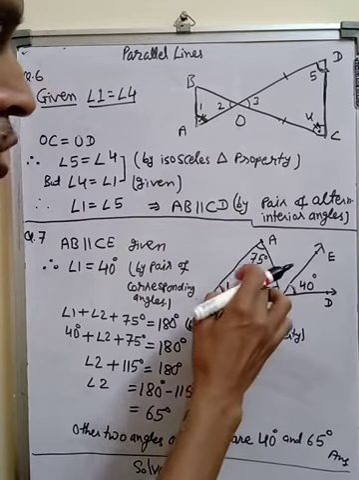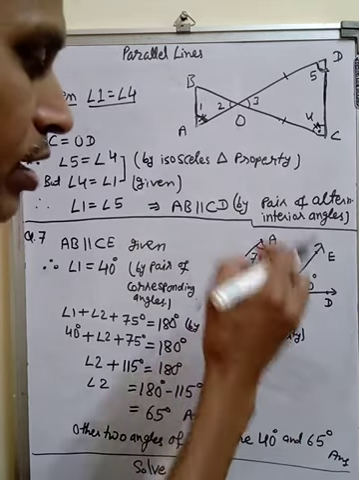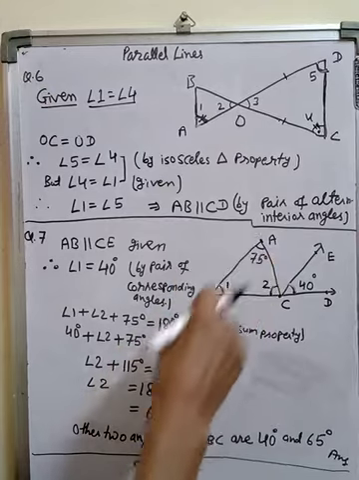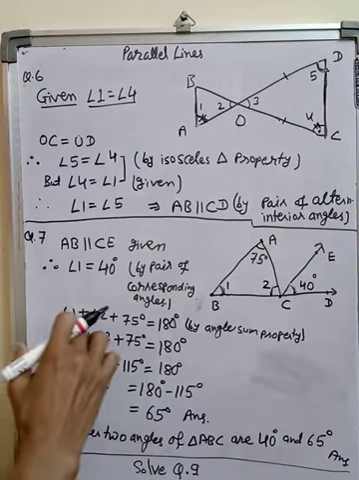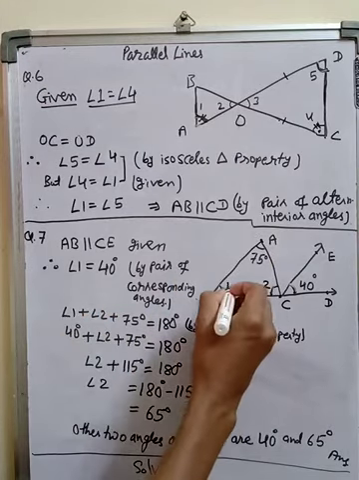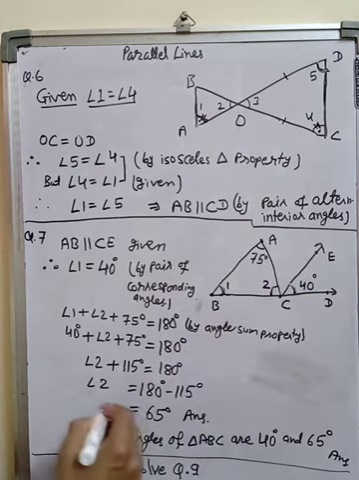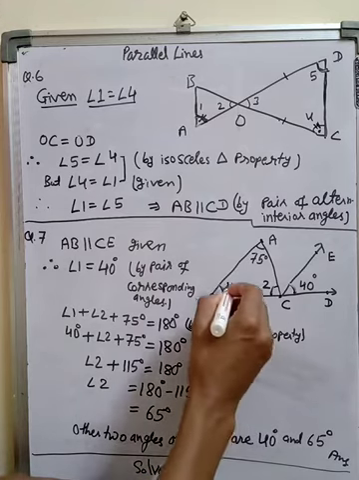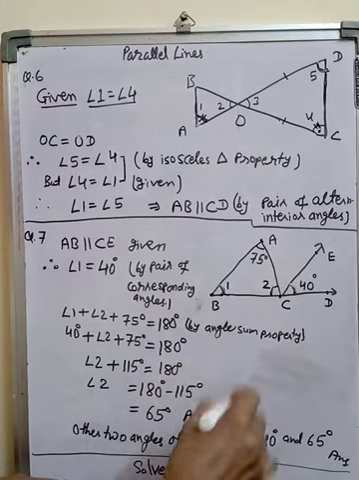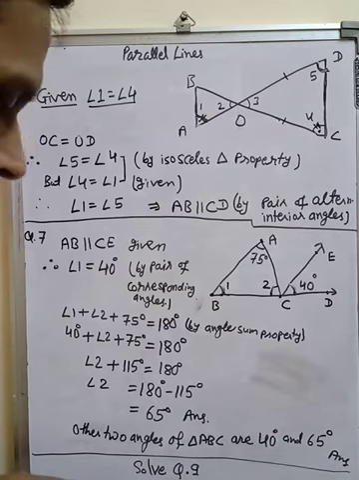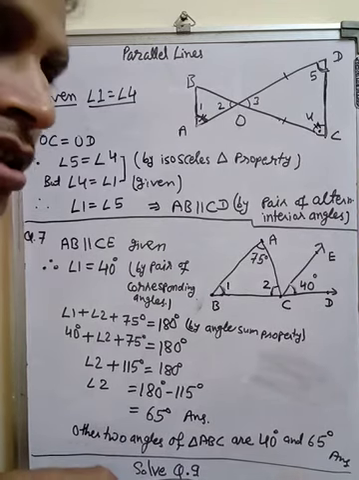Now we know these two angles, so how can we find the third angle? By the angle sum property of a triangle. So angle 1 plus angle 2 plus 75 degrees will be 180 degrees. With the help of this calculation, angle 2 is 65 degrees. So we have got angles 1 and 2. I have written the answer, and try to solve question number 9.